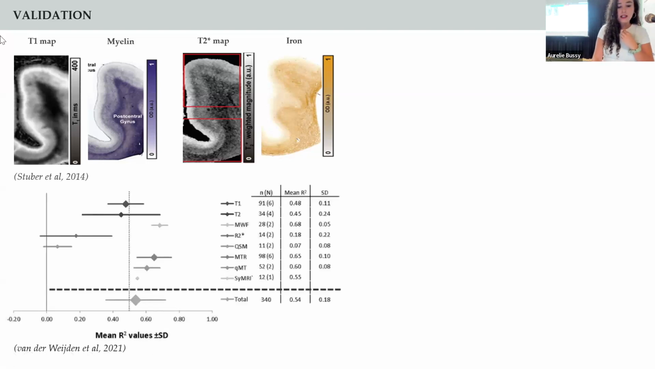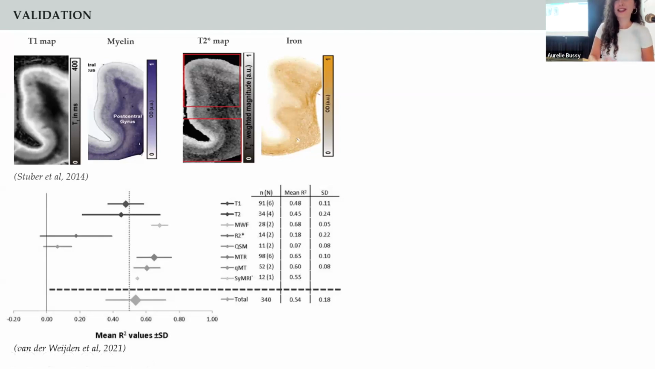So for example, in this meta-analysis, they looked at all the QMRI metrics that people have used to detect or at least interpret myelin content. And you can see that some metrics are more sensitive to myelin than others. For example, if you look at the mean R square value, the higher it is, the more correlation we have. So we see that, for example, the myelin water fraction, MTR, QNT, T1 are pretty well showing myelin. However, there are other metrics such as QSM or R2 star that are not that correlated to myelin.